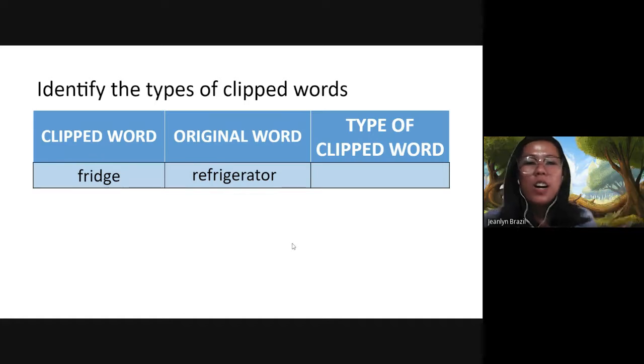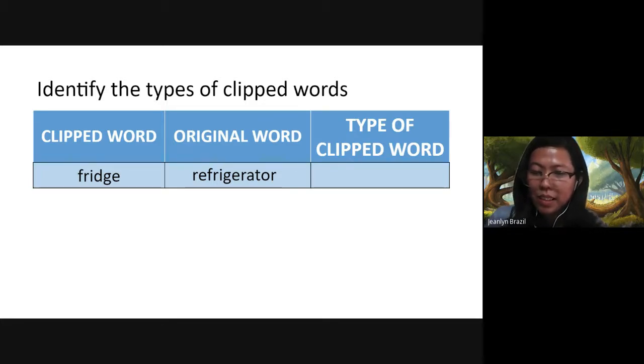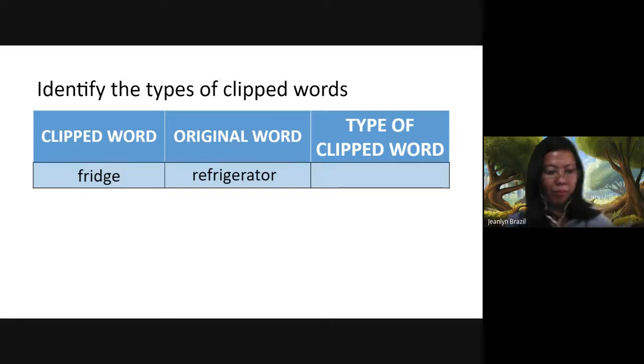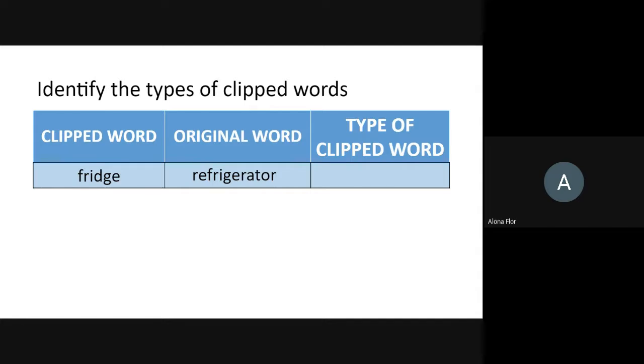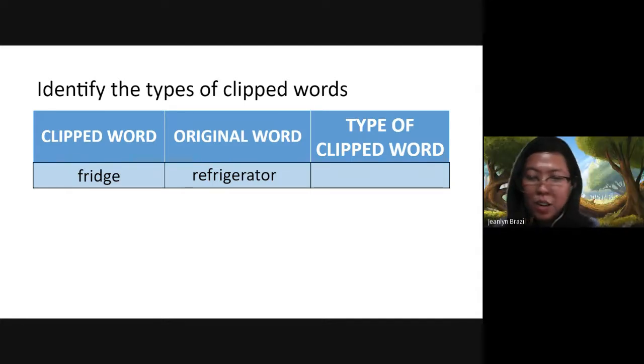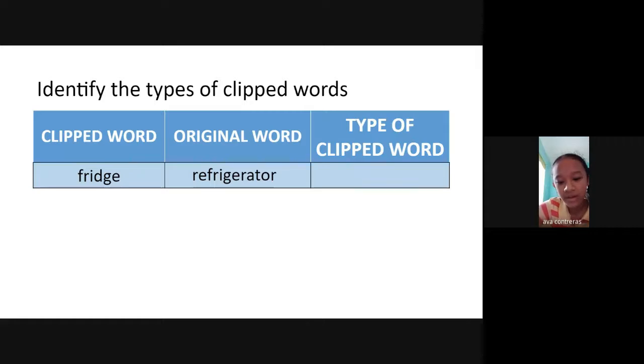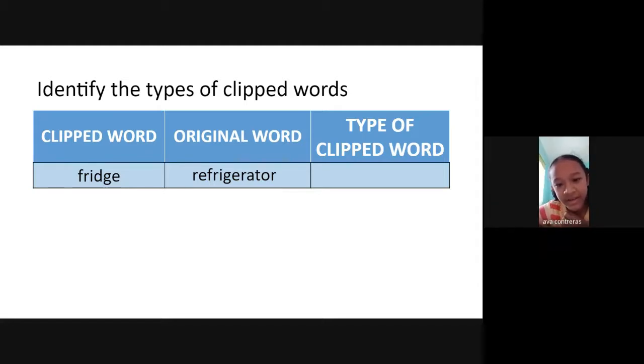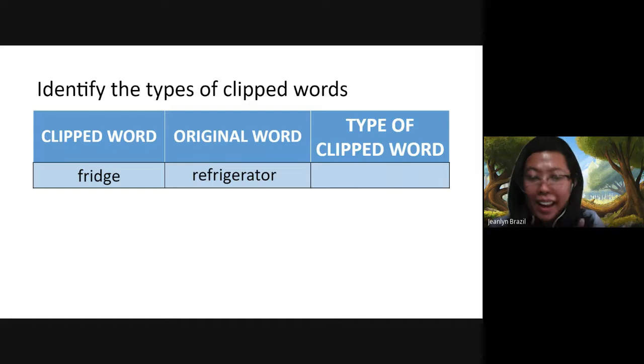So, what are the syllables being removed in this word? Who wants to answer? Yes, Ken? The syllables being removed are? Complex clipping. Okay, sabi niya, complex clipping. Thank you, Ken, for that answer. Sino pang merong ibang sagot? Yes, Ava? Middle clipping. Why do you think so? Ava, ano bang tinanggal natin dito, Ava? What are the syllables being removed here? Re and rator. That's correct. We remove the syllables re and rator.